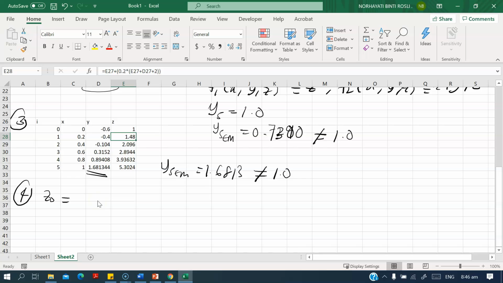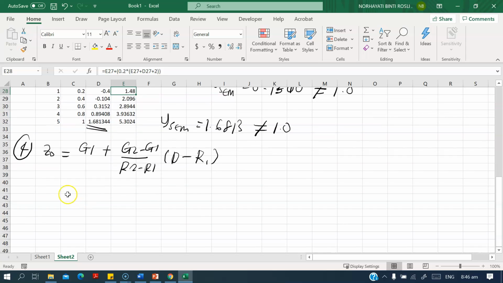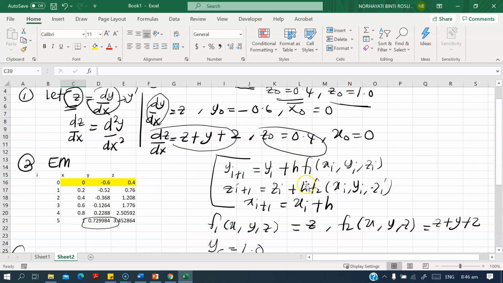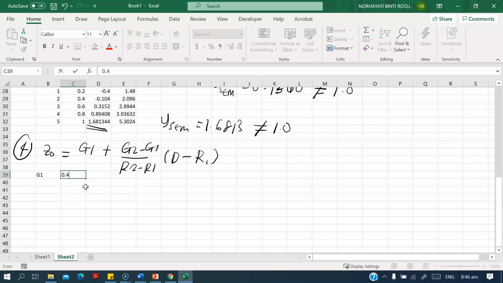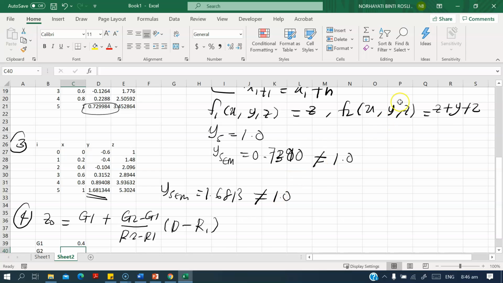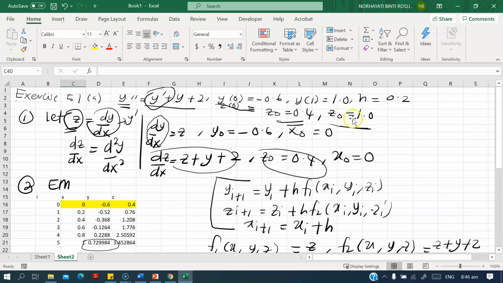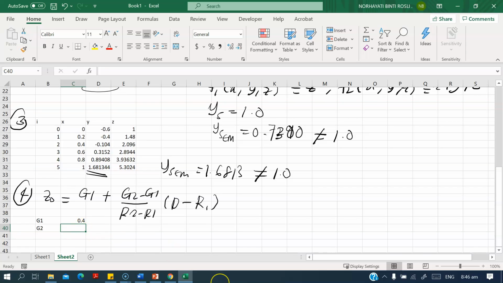Okay, to get the next Z0, it is equal to the formula of G1 plus G2 minus G1 divided by R2 minus R1, times desired value minus R1. So now, for this one, our G1, I write here, G1, based on our question, the first guess of Z0, it is 0.4. And then our G2, based on the question, it is actually the second Z0, this one, it is 1.0.